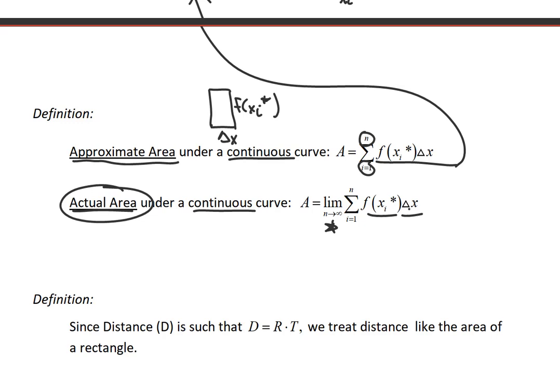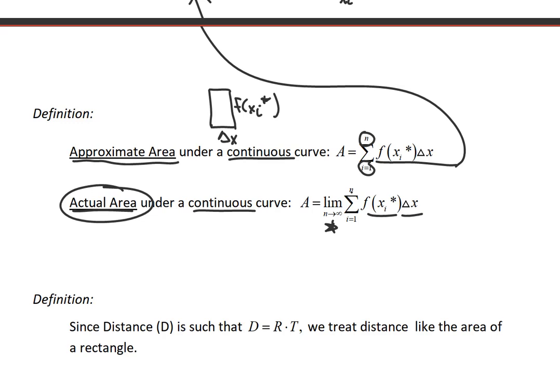And when you add up the base times height area of all the rectangles you're using to approximate it, but you let the number of rectangles, denoted by n, go on to infinity, you're reducing it to theoretically zero error, which will give you the actual area under the curve.